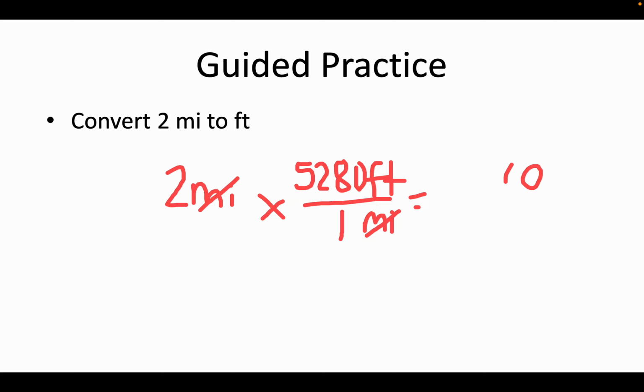2 times 8 is 16. Carry the 1. 2 times 2 is 4, plus 1 is 5. And then 2 times 5 is 10. So 2 miles is 10,560 feet. Good.